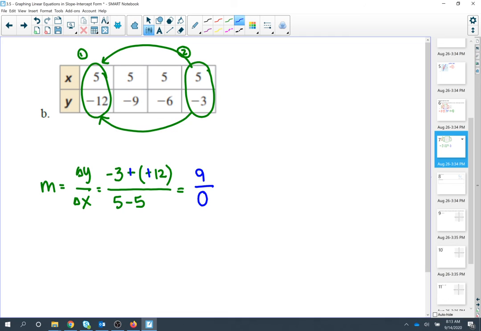Well, what happens when you divide by 0? That's not allowed. So this is undefined, which actually means if we were to graph this, this is going to make a vertical line.